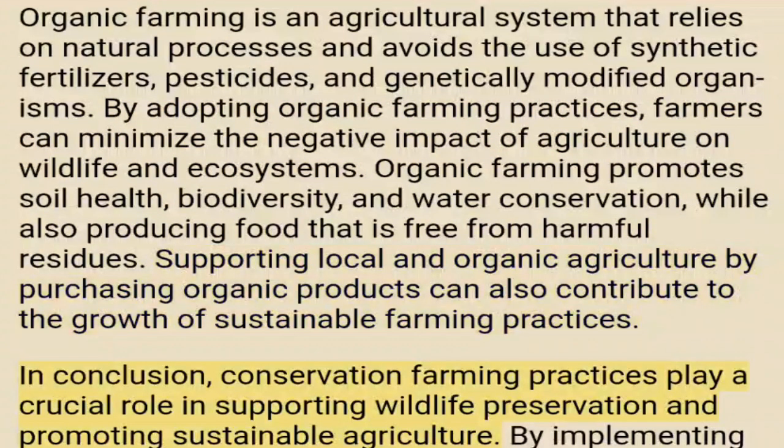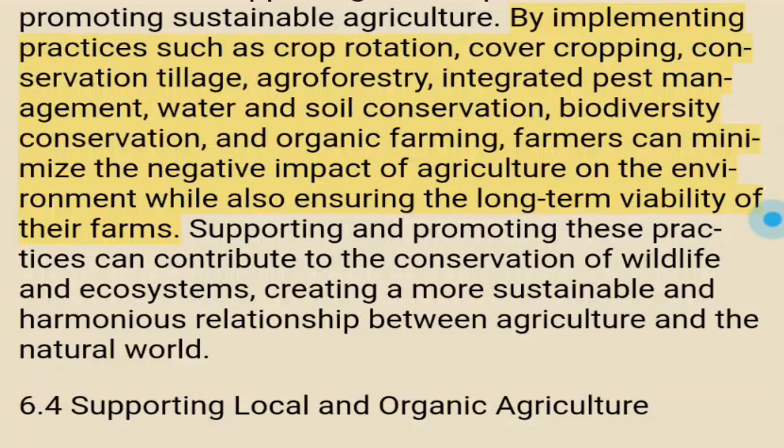In conclusion, conservation farming practices play a crucial role in supporting wildlife preservation and promoting sustainable agriculture. By implementing practices such as crop rotation, cover cropping, conservation tillage, agroforestry, integrated pest management, water and soil conservation, biodiversity conservation, and organic farming, farmers can minimize the negative impact of agriculture on the environment while also ensuring the long-term viability of their farms. Supporting and promoting these practices can contribute to the conservation of wildlife and ecosystems, creating a more sustainable and harmonious relationship between agriculture and the natural world.